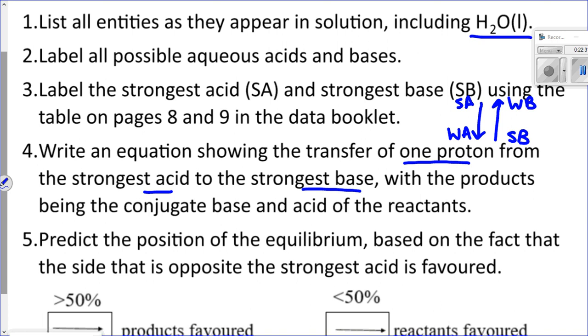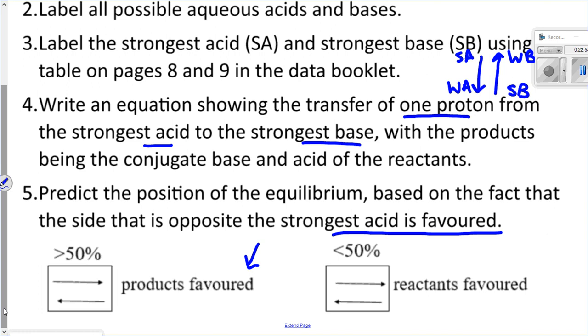We're going to predict the position of the equilibrium. And the way that we do that is we always base it off the fact that the side opposite of the strongest acid is always favored. So if the strongest acid is on the left-hand side of our equation, our products will end up being favored, which means we have a percent yield higher than 50%. So percent yield greater than 50%. If our strongest acid ended up being a product, one of the conjugates, then our reactants are favored and we have a percent yield of less than 50% moving forward in this reaction.